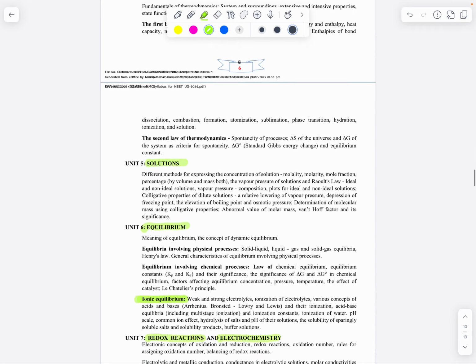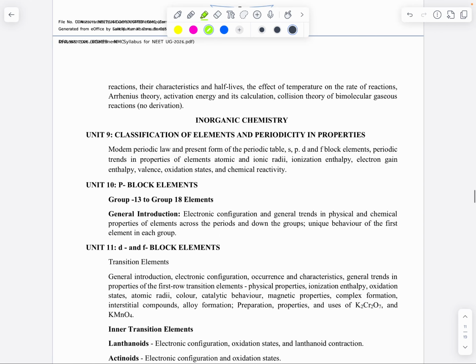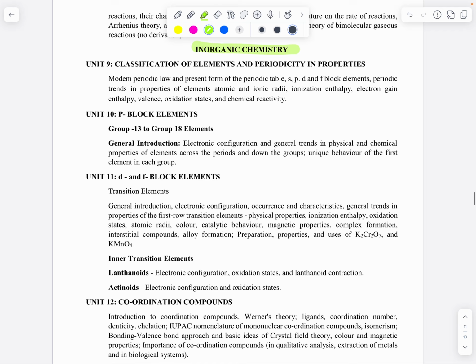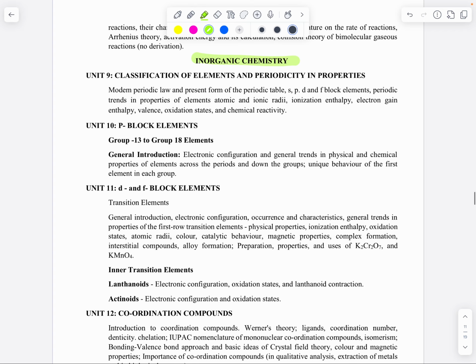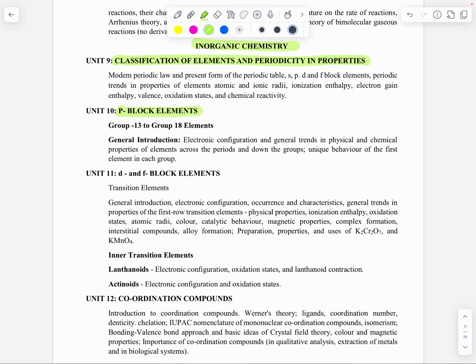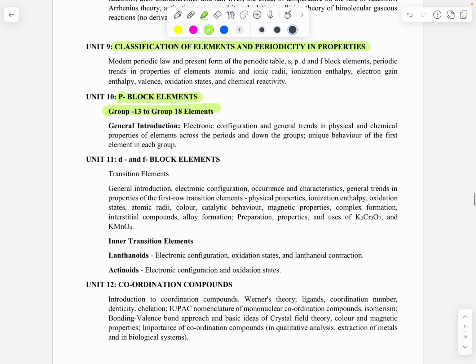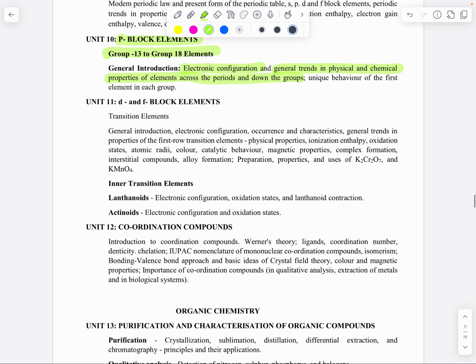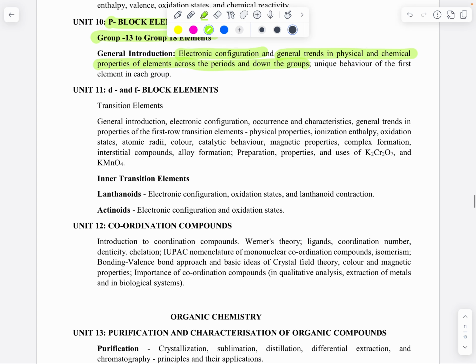The next, inorganic chemistry. In inorganic chemistry, many chapters are not there. Some of the chapters are asked. The first is the periodic table. The second is p block elements. In p block elements, we only see group 13 to group 18 elements. The general electronic configuration is asked, and general trends in physical and chemical properties of elements across the periods and down the groups. So not much of the characteristics we have to learn about this chapter.